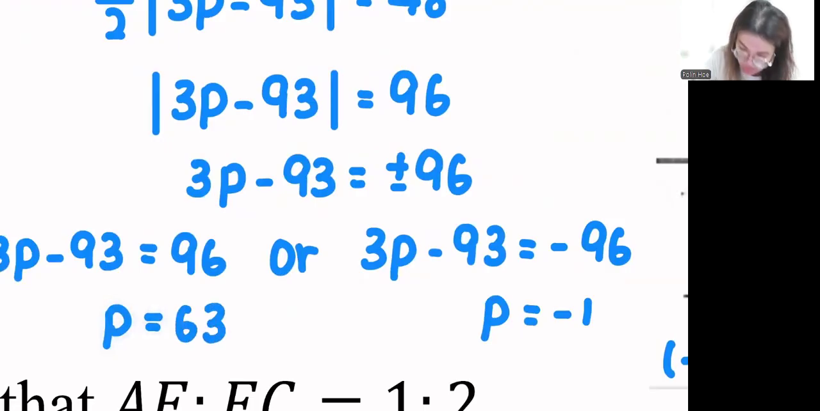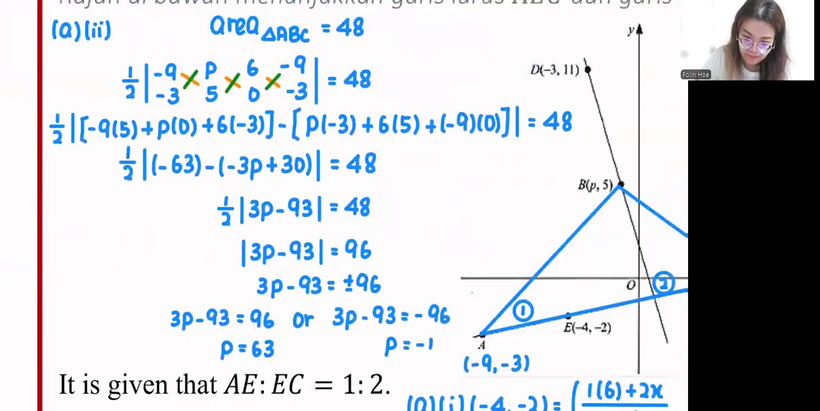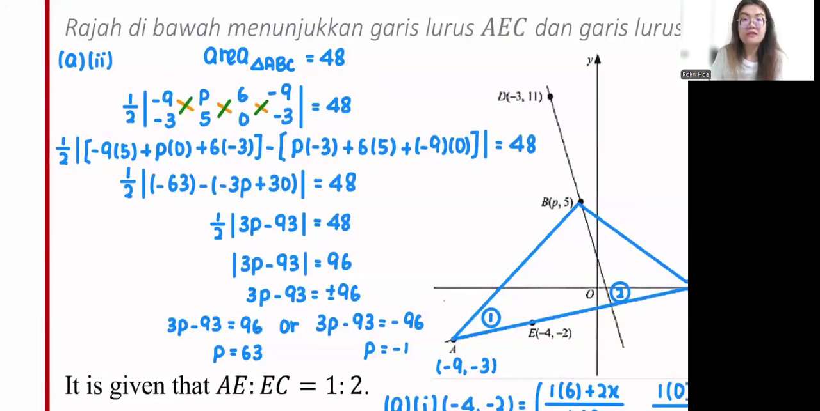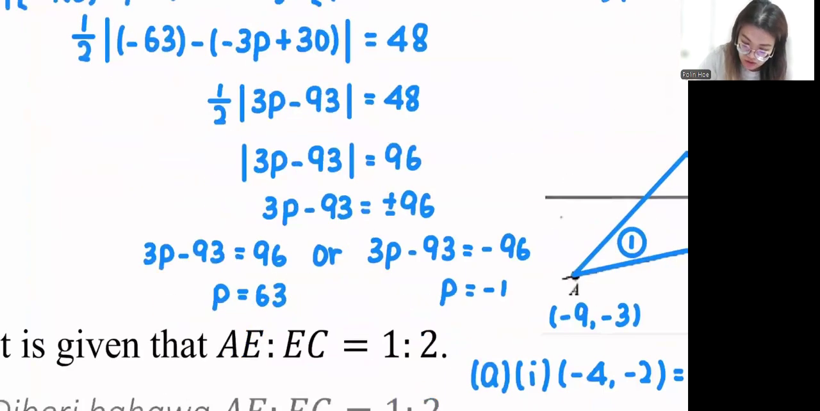63. Can I stop here? 想一想 can I stop here? 看回去 diagram. Is it possible for P, 我的 B 在这一边, is it possible for it to be 63? No, right? 不可能. So P should be a negative value. So I need to reject 63.